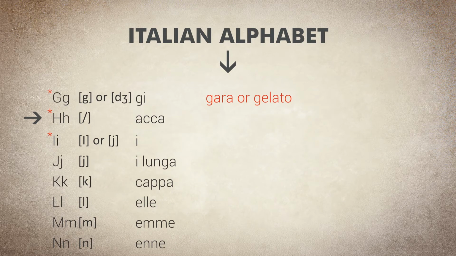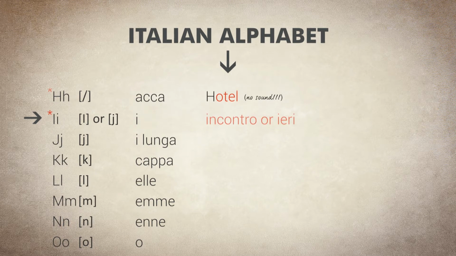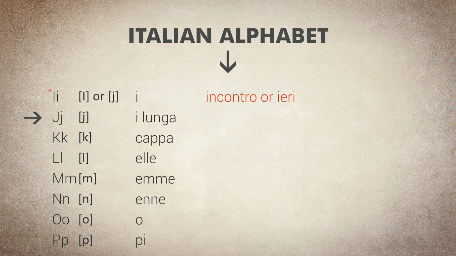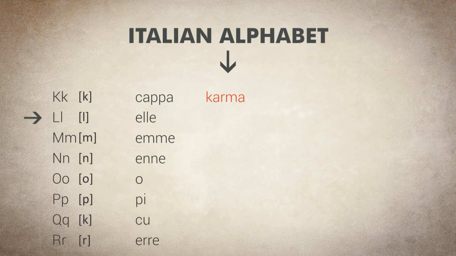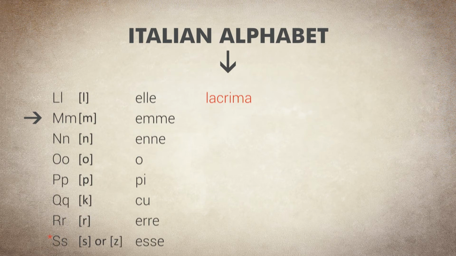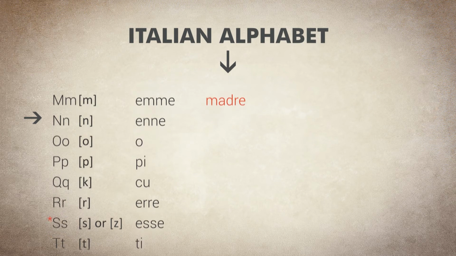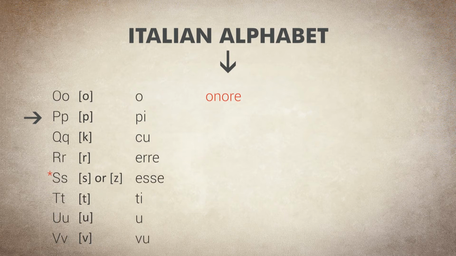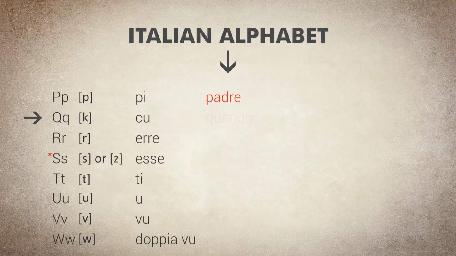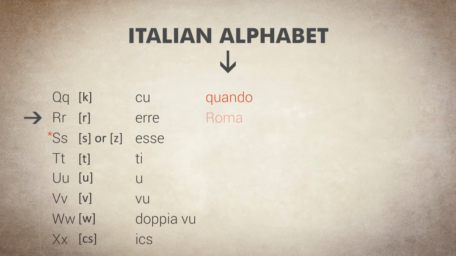Then H, no sound, as in hotel. I can be incontro or ieri. I lunga, which is a foreign letter, as in Yugoslavia. K, also a foreign letter, as in karma, which is obviously a foreign word. L, as in lacrima. M, as in madre. N, no. O, onore. P, padre. Q, quando. R, as in Roma.